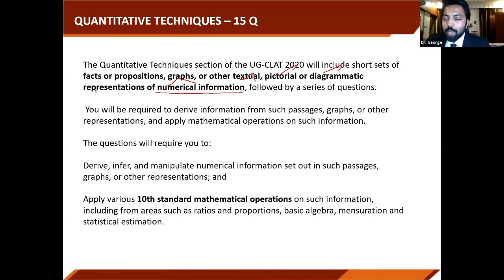What happened in CLAT 2020 was there were 3 different sets. One was a bar graph, another was a diagram, and another was just an aggregation of data. Across these 3 dimensions, there were 5 questions each. So if you understood the graph, the bar graph or the pie chart or whatever it is, and solved a few, it's very easy to solve the remaining questions.